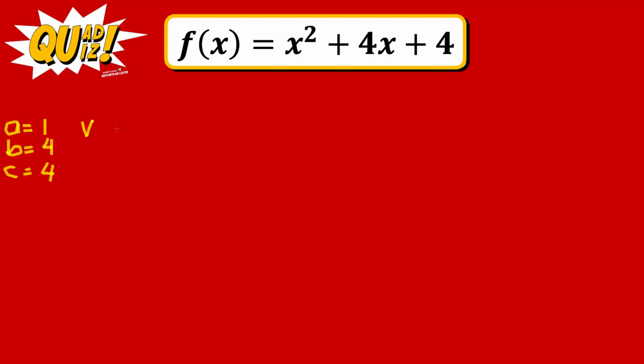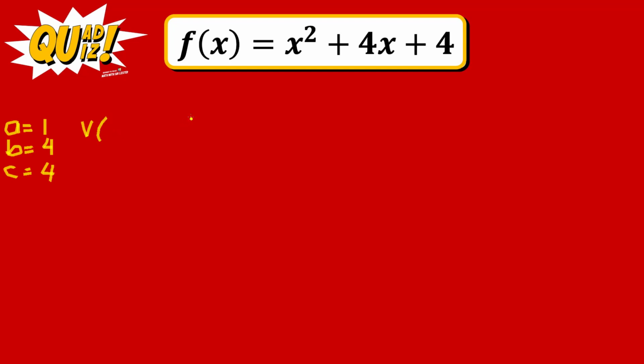Our vertex is a point in a graph where the graph changes its direction. By the way, the graph of any quadratic function is a parabolic graph. There is a point there where it changes its direction, either from increasing to decreasing or decreasing to increasing. And that's the vertex. It's also called the point of inflection.